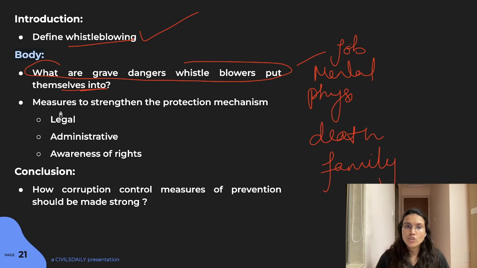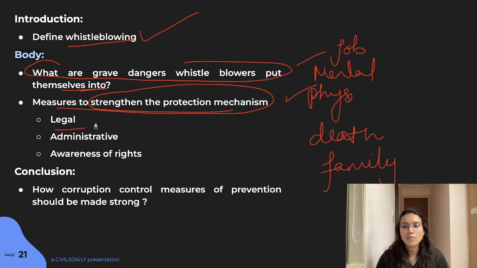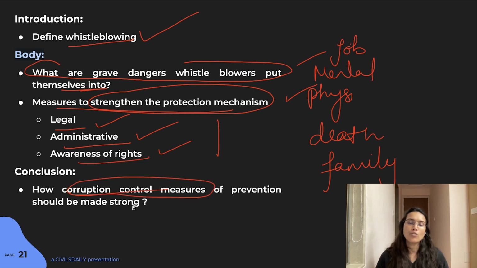And again, the second portion is how do you take measures to strengthen the protection mechanism? Okay, so you can talk about some of the legal measures, you can talk about some of the administrative, and also some basic awareness related to their rights. So these are the themes that you can cover, and ultimately in the conclusion, you can talk about how basic corruption related control measures can prevent corruption, right?